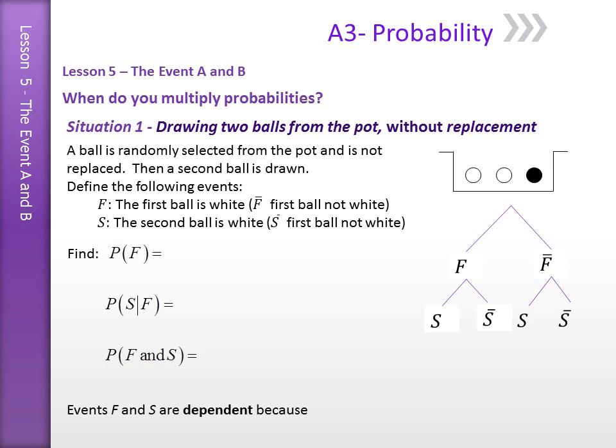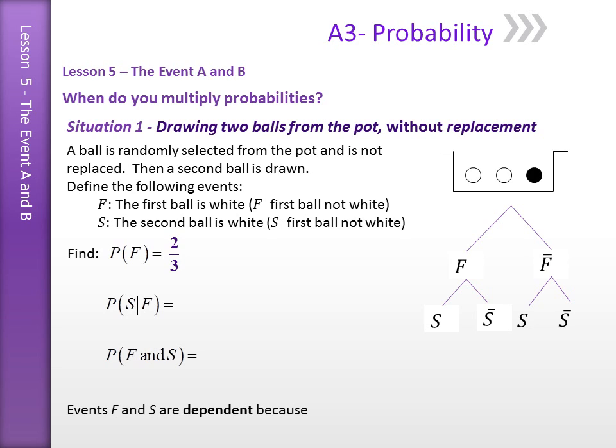We're going to define the following events. F would be that the first ball is white, and then F bar would be that the first ball is not white. S is going to be that the second ball is white. S bar would be that the second ball is not white. As we can see, we've got 2 white balls and 1 black ball. So to find the probability of the first ball being white would just be 2 out of 3.